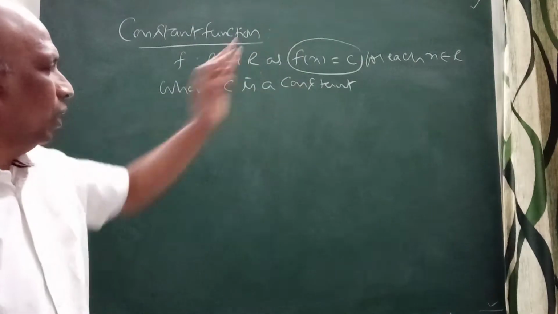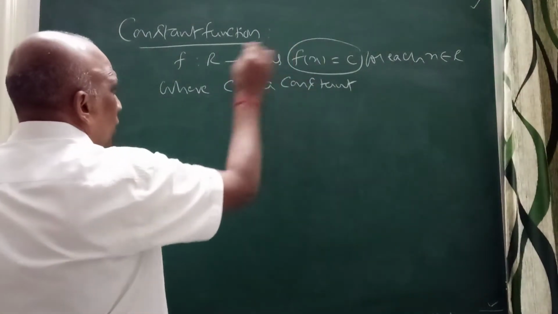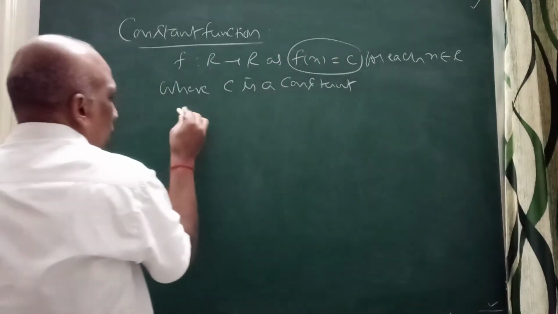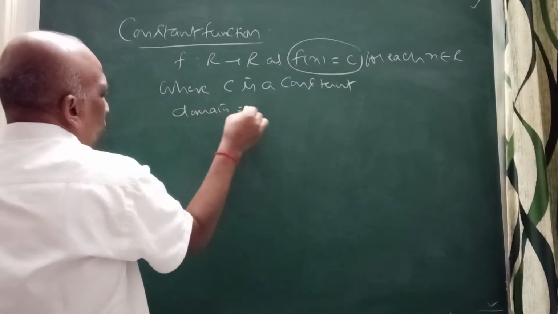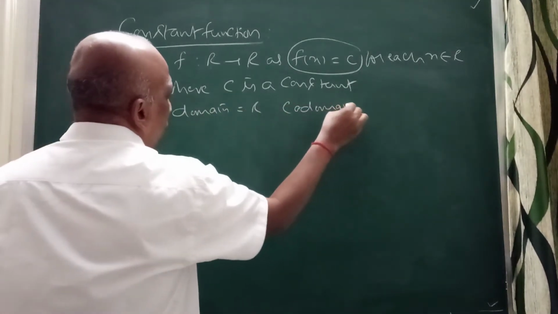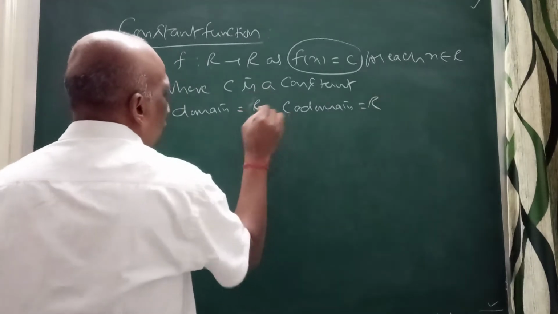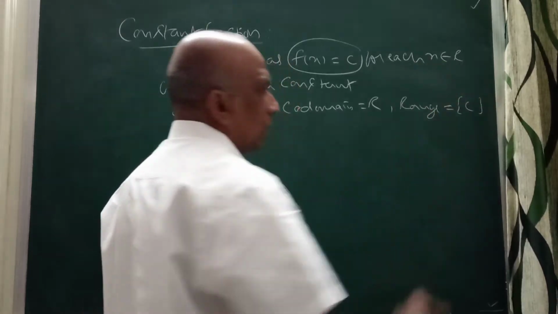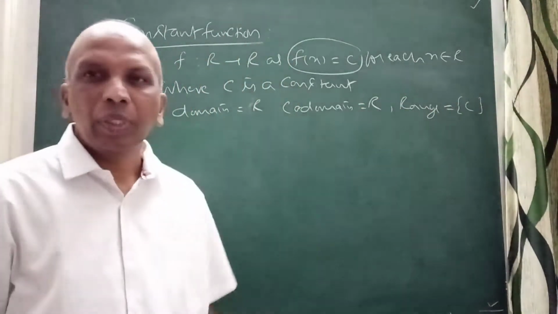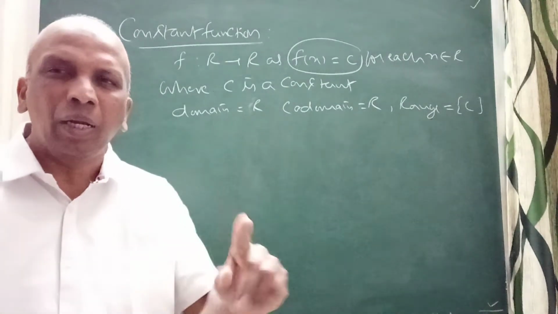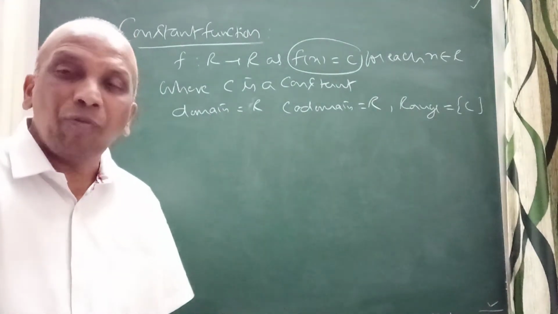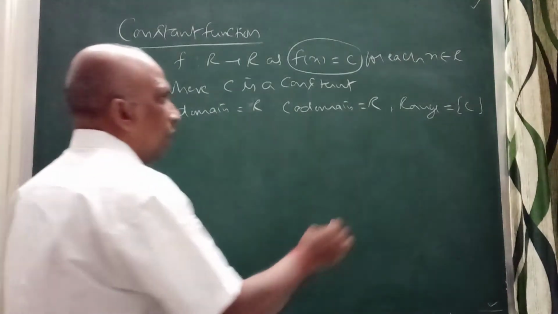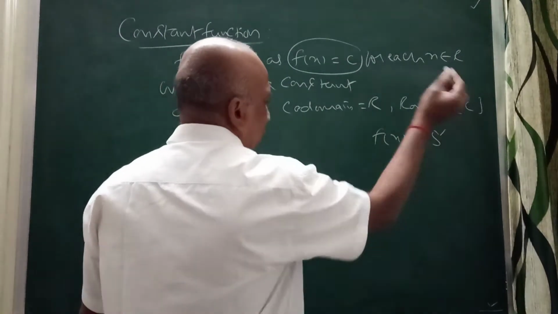Now, here R is the domain and this R is the codomain, but the range has only one element. Domain equal to R, codomain equal to R, and range is only one element, the singleton {c}. In any function, if the range has only one element, that is called a constant function. For example, I have written f of x is equal to 5.